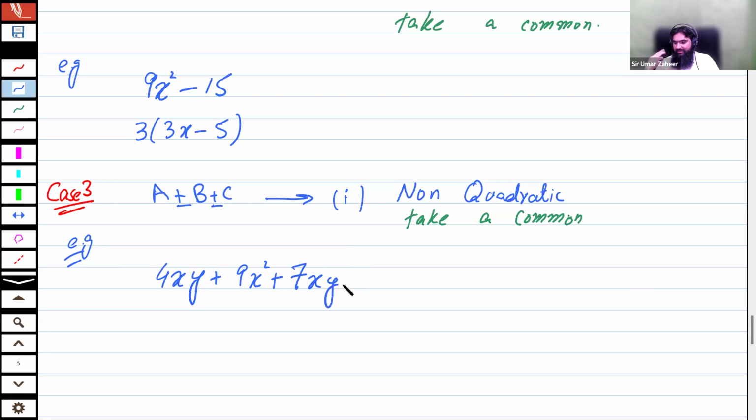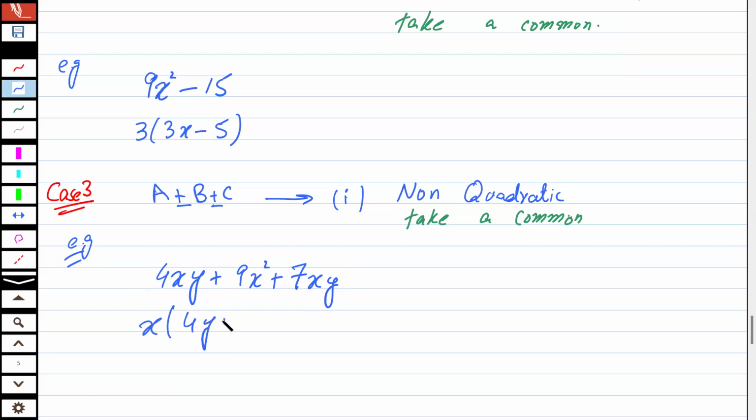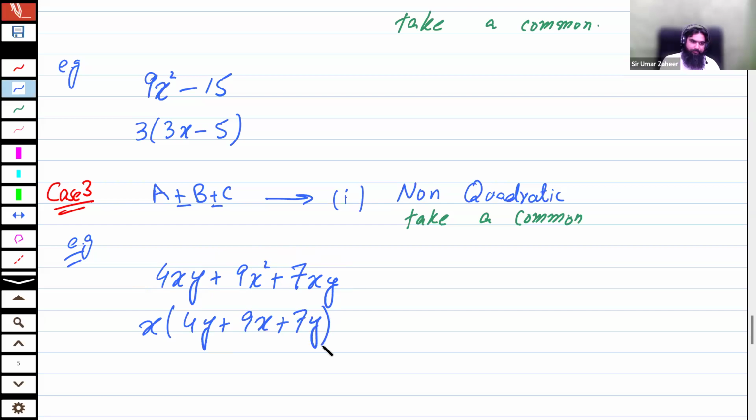So look at here, we have three terms, and here you have maximum power is 2, but you have x and y. There are two variables. It is not a simple quadratic one. So what we will do, we have to take a common. In both of them, what is common here? In numbers, nothing is common. In variables, we have just x as a common. So 4y plus 9x plus 7y.